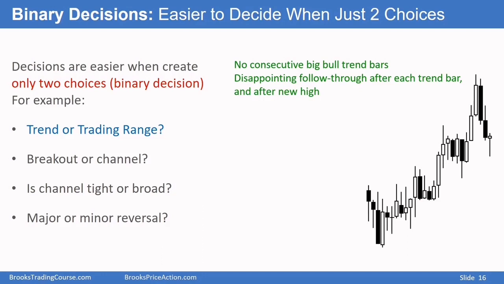Limit order bears are making money. So this is probably a bull leg in what will soon become a trading range. So it's a bull channel, but probably not going to last much longer before it converts into a trading range.